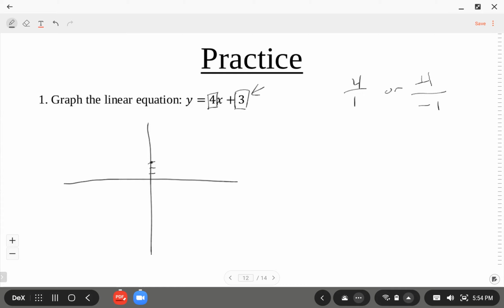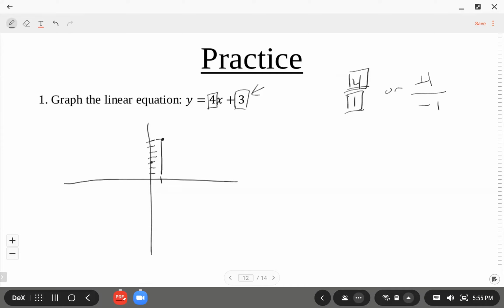So remember, start from the y-intercept. So let's start from the y-intercept. Go up 4. 1, 2, 3, 4. And then we went up 4. Now let's do the x, okay? Go to the right by 1, okay? So go to the right by 1. And then you see these make a point, okay?